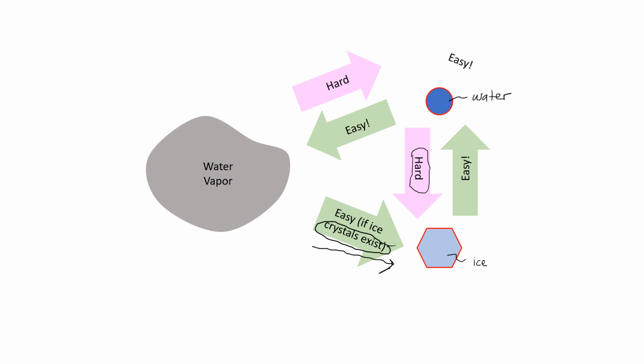So in a nutshell, what the Bergeron process actually does is it allows us to circumvent this difficult process of going from water to ice by going through water vapor. So we're going to show by the Bergeron process how we can go from water to water vapor and then water vapor to ice and make ice crystals. And the ice crystals, as we'll explain, will then transform back to water, creating raindrops.